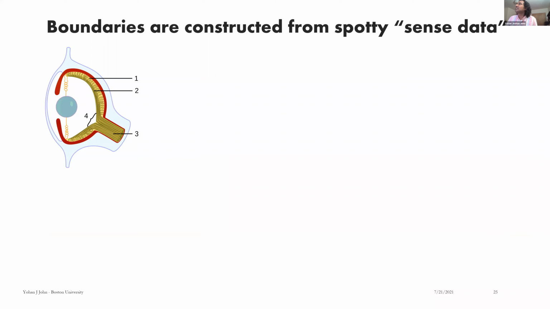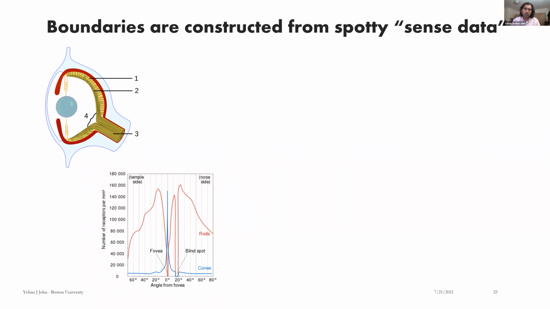Okay, so one point that Steve makes about boundaries, and why it needs a fair amount of infrastructure, is that it's constructed from spotty sense data. Put sense data in scare quotes, but I think most of you know about the blind spot. Where the optic nerve leaves, there are no receptors for light. So there's this huge blind spot. You can actually see it. I forget how far you have to hold something, but you can find your own blind spot.